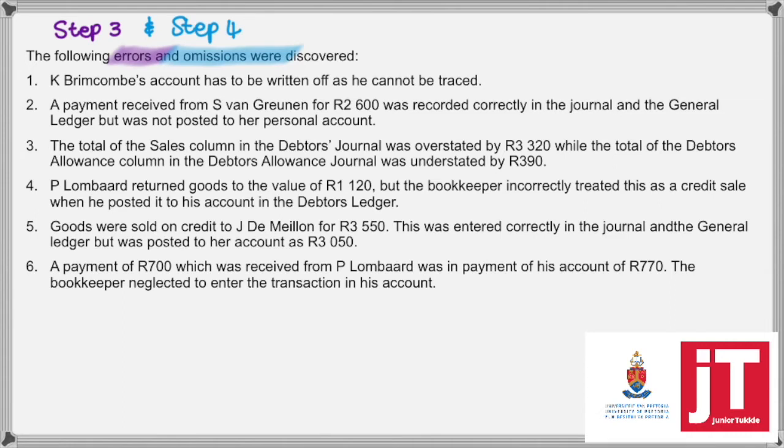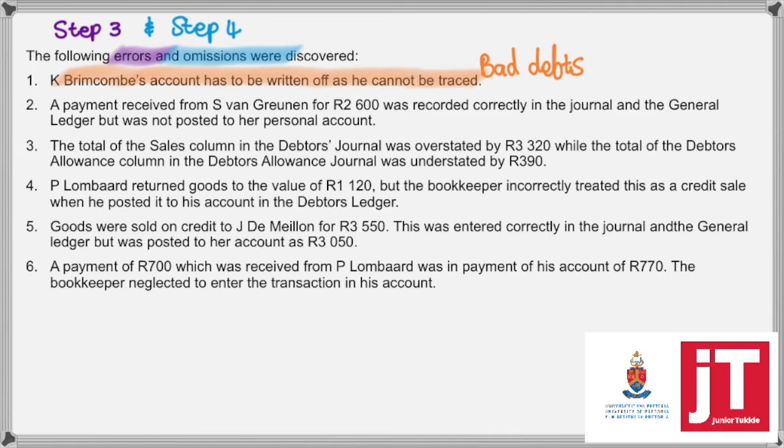So the first transaction, Brimcombe's account has to be written off as he cannot be traced. So cannot be traced means bad debts. Bad debts is a general journal entry. So this will have to be entered into the general journal, therefore as journal credits, and minus off his account from the list. So this transaction will affect both the list and the control account.